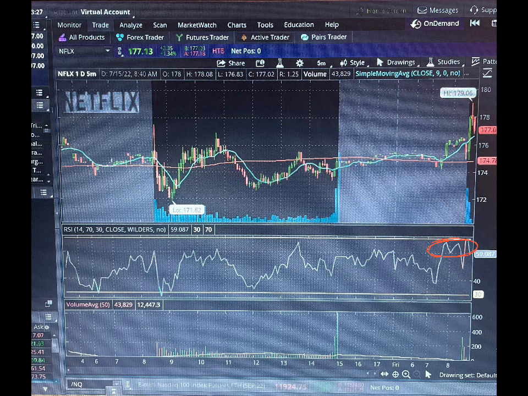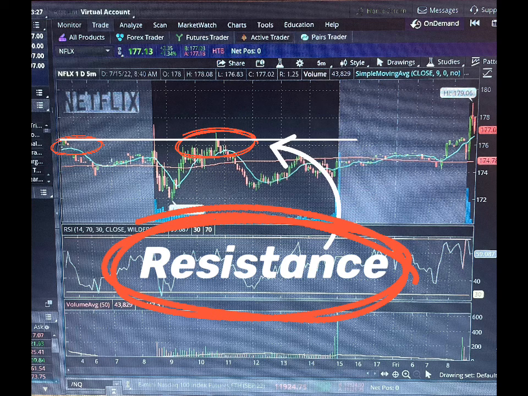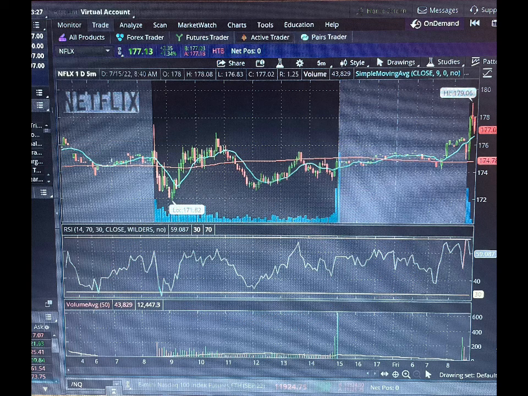But I had seen back here where it had gone up just above that red SMA line, the long-term SMA, and I knew that this right here was going to be my resistance. And I'll make another video soon about resistance trading and how to use that strategy as well.